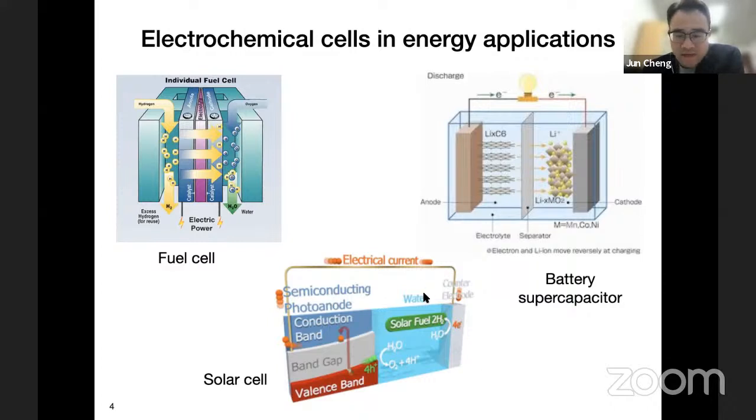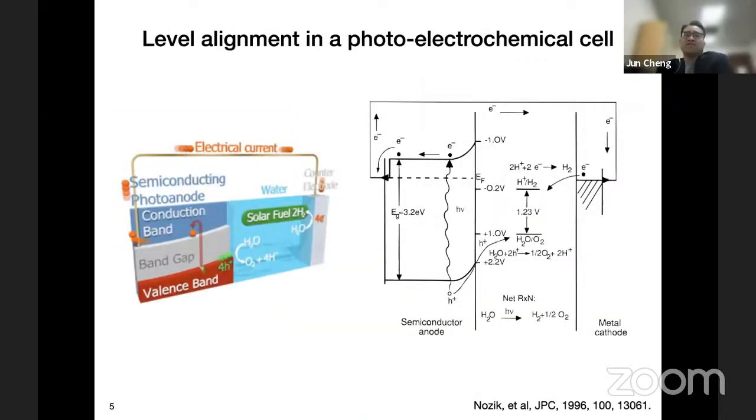Just to point out, I will use the photoelectrochemical cell as an example. That's really the pioneer in the field from a long time ago. For instance, that's a figure I like very much from Professor Nozik. Across the photoelectrochemical cell, very often we can see this type of level diagram. As you can see here, that's our interface. Here is the semiconductor anode.